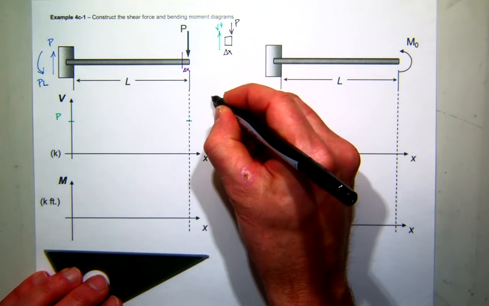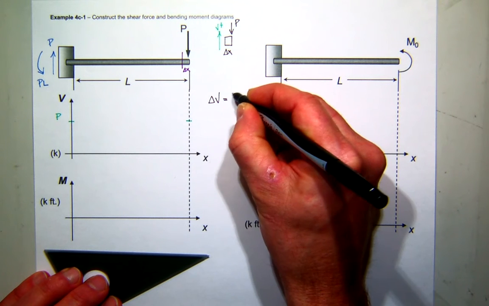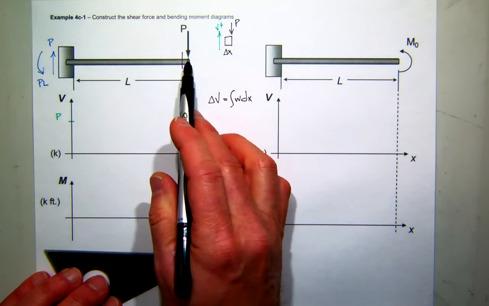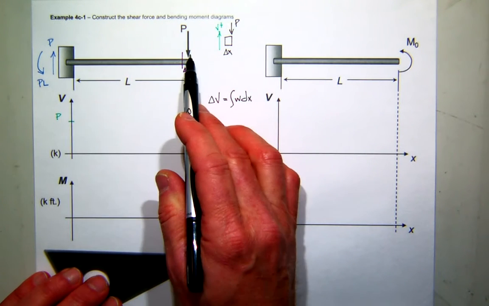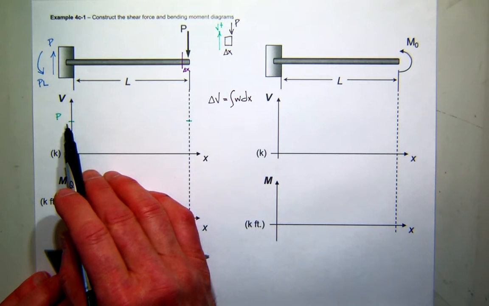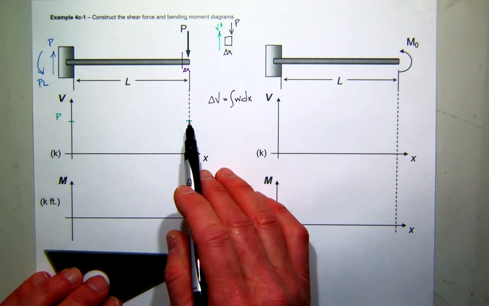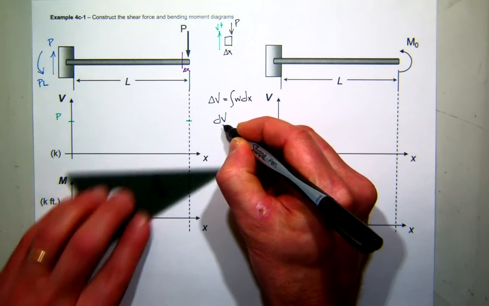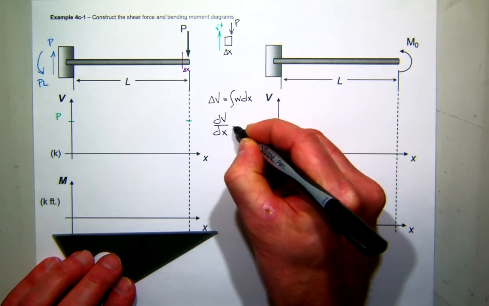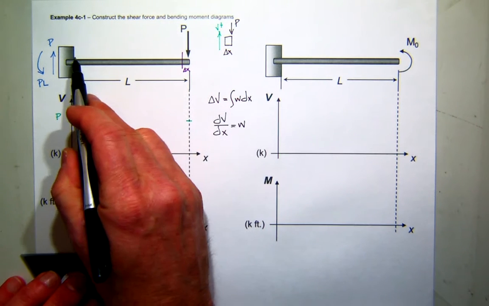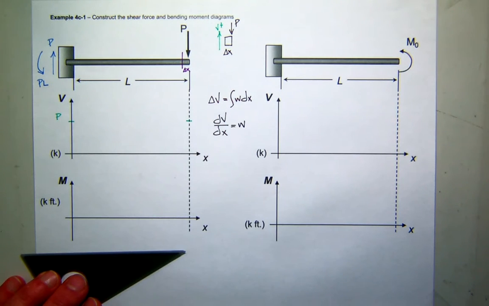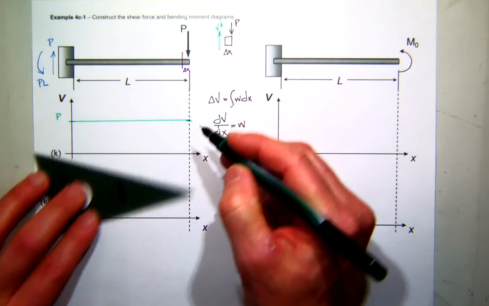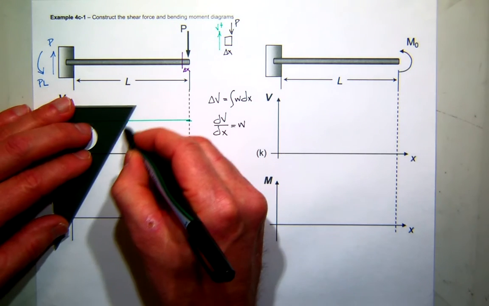Now our basic equation says that the change in shear is the area under the load curve. So looking at the load curve from left to right, what is the load? Nothing. 0. So if I start at P and the change is 0, I should end at P. And I do. We also know that the slope of the shear diagram is equal to the load. And what's the load from left to right? 0. So the slope of my curve connecting these 2 points should be 0. So there's my shear diagram, constant P.